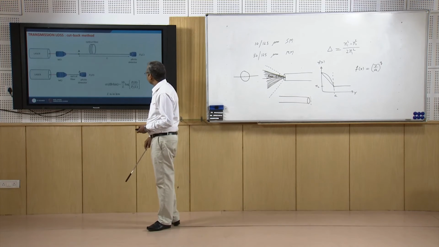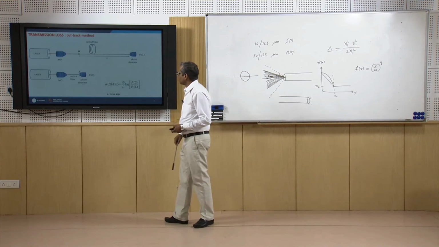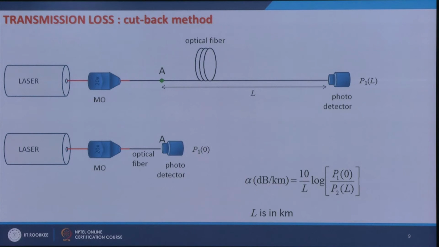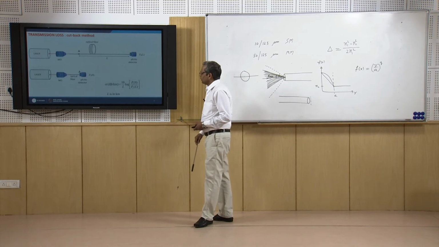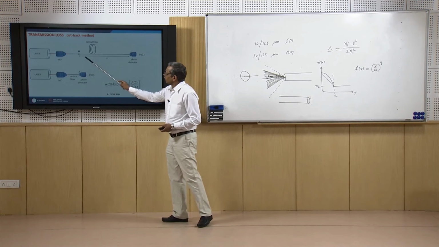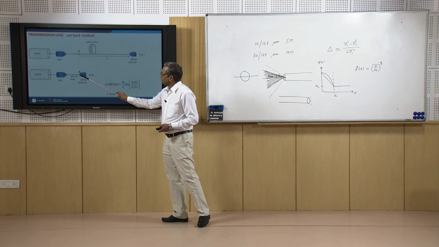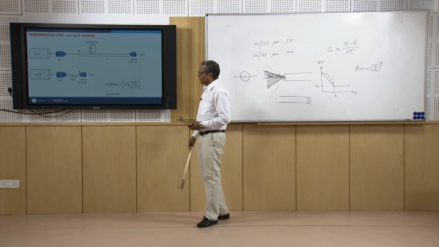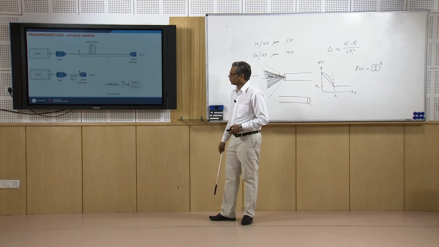So, the loss in dB per kilometer can be defined as 10 over L, where L is the length of the fiber in kilometers, times log P10 over P1L. It should be P1L, it should be P10. So, by measuring the power here and by measuring the power here, you can find out what is the loss coefficient.